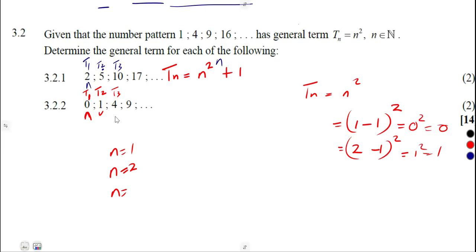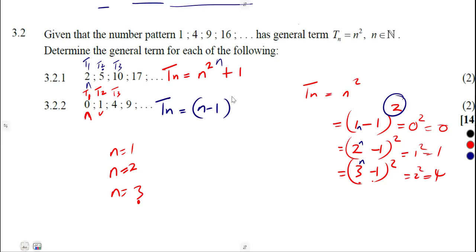For n is equal to 3, the third one, we do the same. So here, guys, let me see. We said 2 minus 1, which is 1 squared, all right? Then when it is 3, 3 minus 1 squared. 3 minus 1, that's 2 squared, and 2 squared is 4. So as we can see, guys, for each and every value of n that we have here, we're going to subtract 1, but everything being what? Being squared. So this is equivalent to n minus 1 squared.